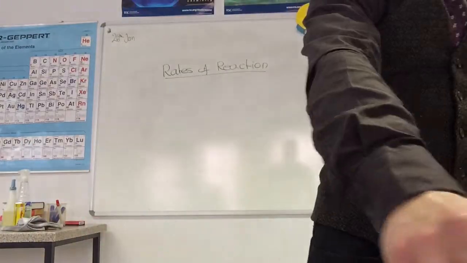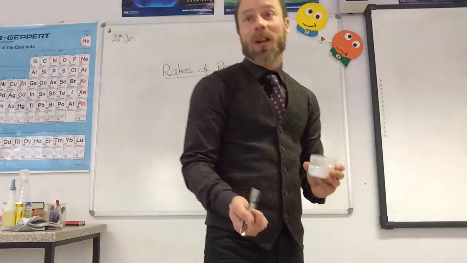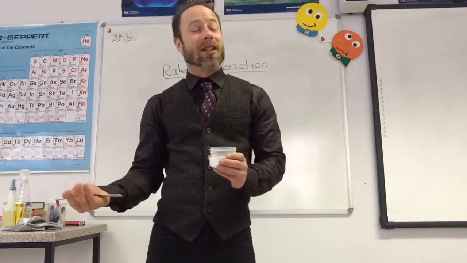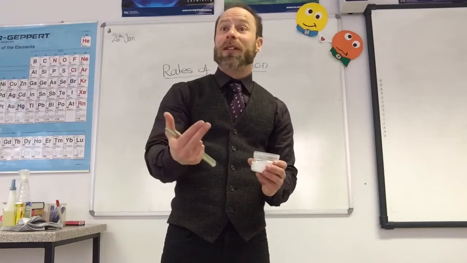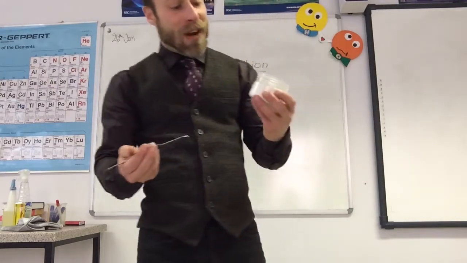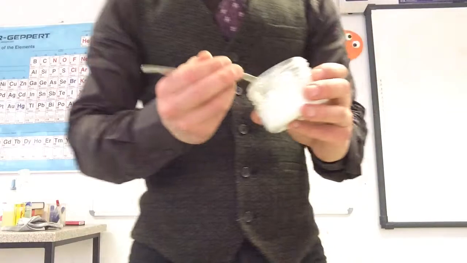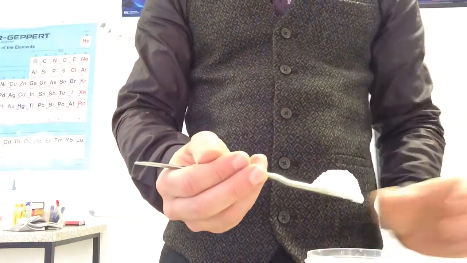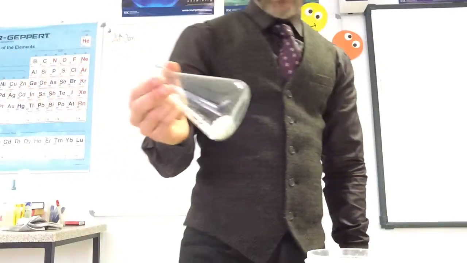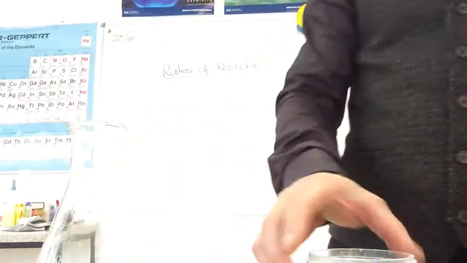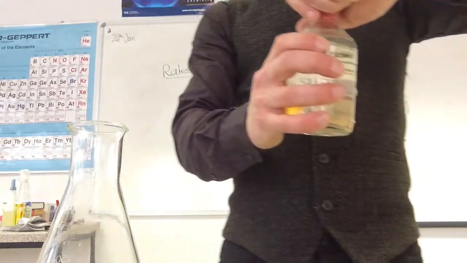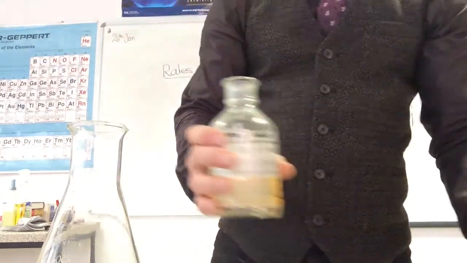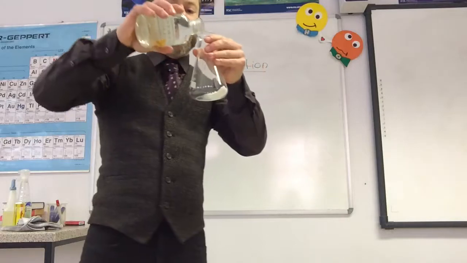So as a chemist, if I want to do a reaction, I want to know how long it's going to take. And if I want to speed it up, I need to know what things I can do to speed it up. So this is a very typical reaction. I have got here some calcium carbonate, and I'm going to add some acid to this. And it hopefully will go quite fast. So here we go. In goes the acid.